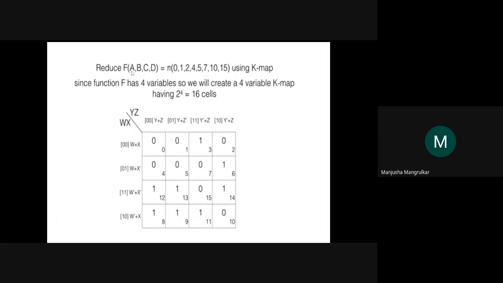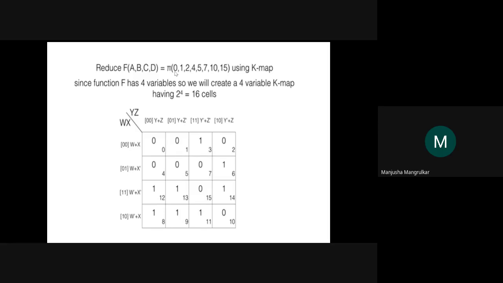Reduce the function a b c d. If it is a max term, it is denoted by pi. If it is a min term, it is denoted by sum, right? This is the identification. So you have to find out the function for product of sum or sum of product. We have to see first whether the function is a sum or a pi. If it is a pi, then it is a product of sum.